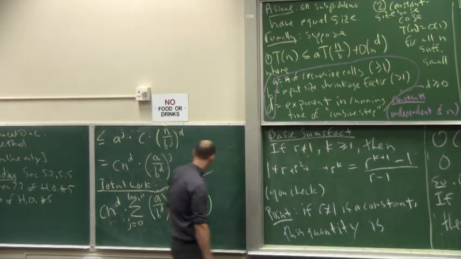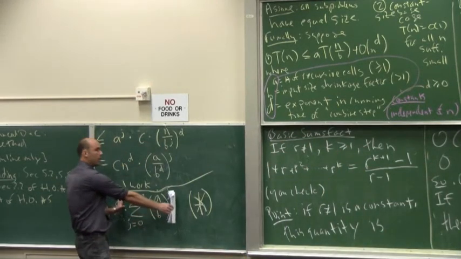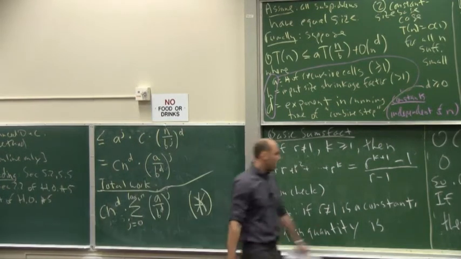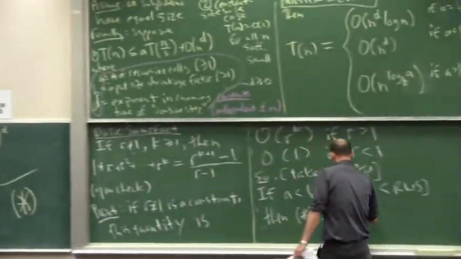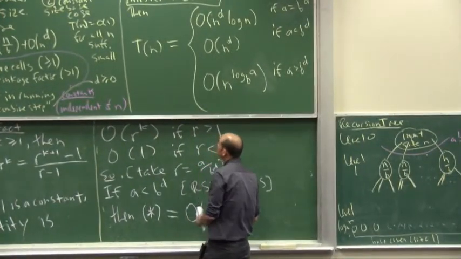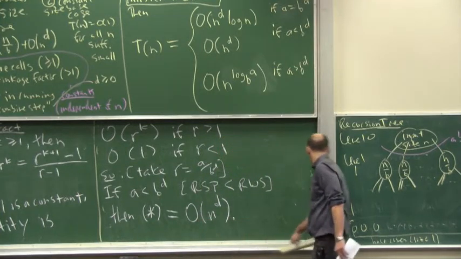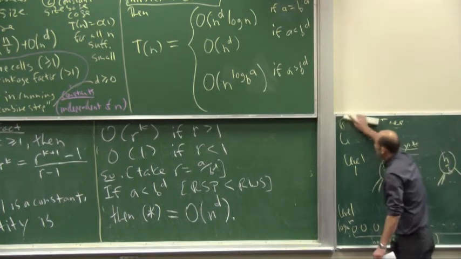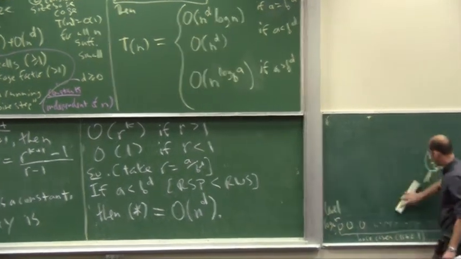So what that basic sums fact says is that this whole sum evaluates to a constant, something that's big O of 1. So that gets multiplied by the C n to the D. So star evaluates to big O of n to the D. Okay? So that's the second case.